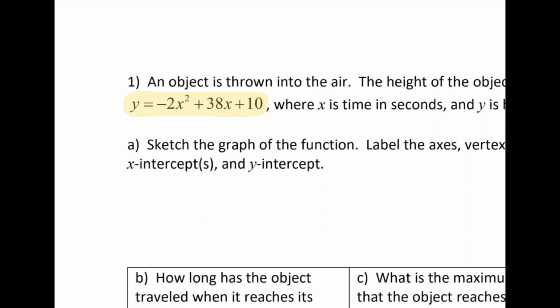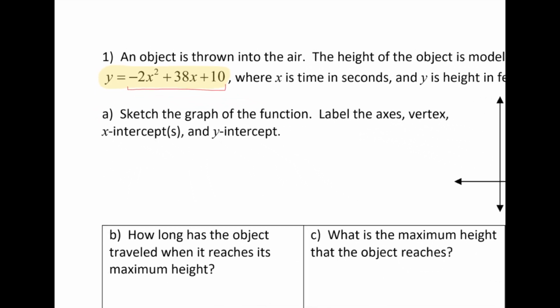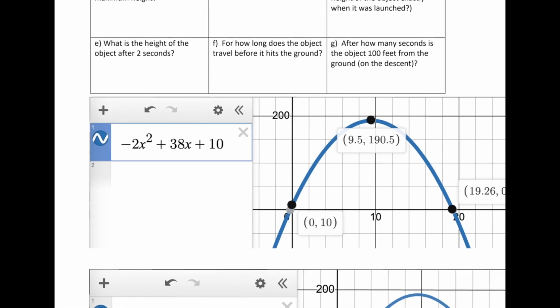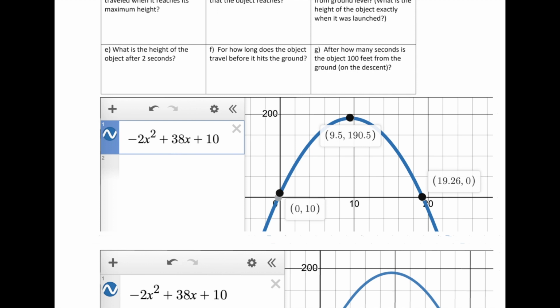You can either type y equals or not. So on the example or the sample graphs that I'm going to give you, I'm just going to enter the stuff after the equal sign and not the y equals. So when I've entered this equation into Desmos, what I see is this graph here, and I want to pay close attention to the x-intercepts, the y-intercepts, and the maximum or minimum.